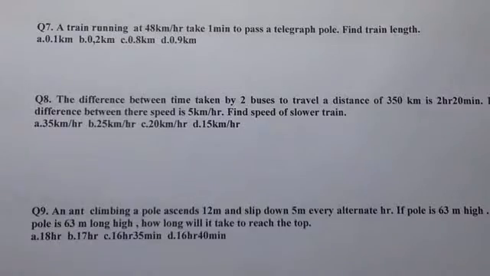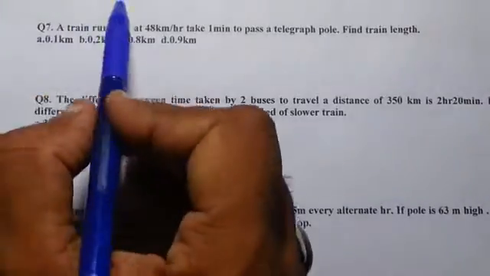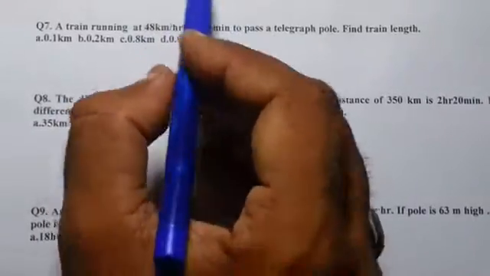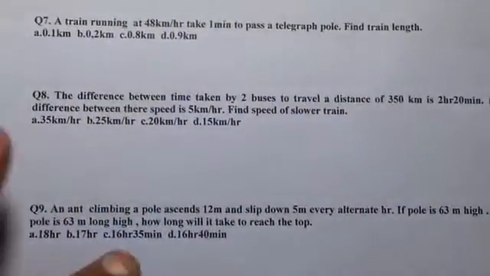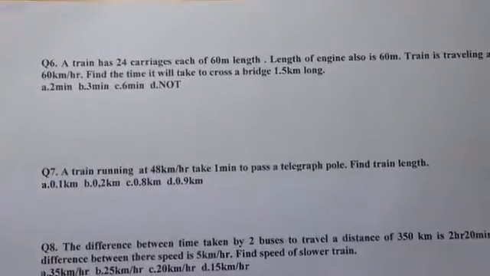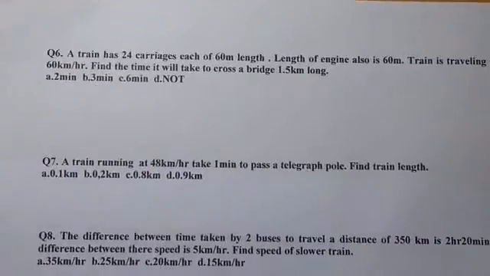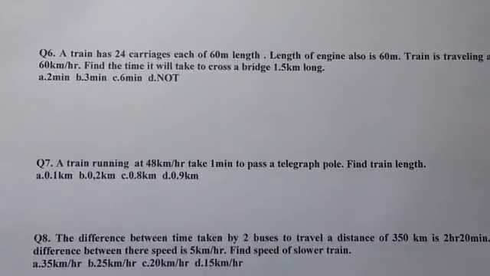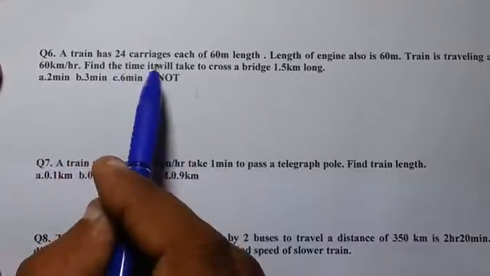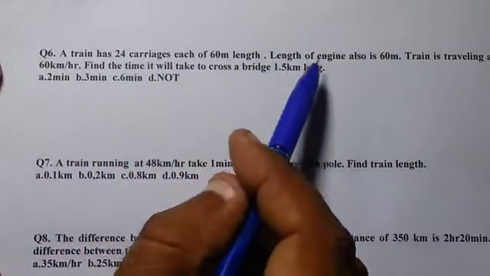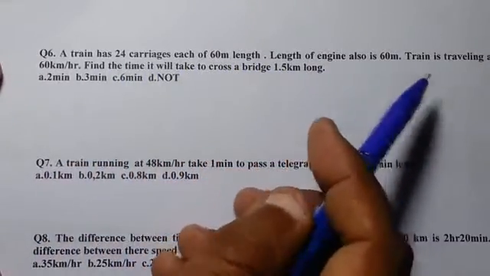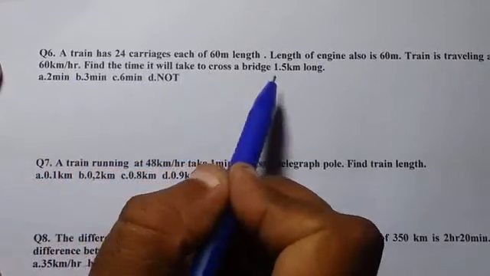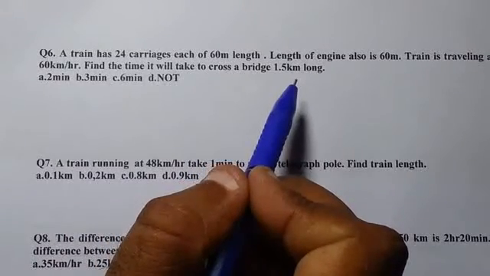Let us see another question, question number 6. A train has 24 carriages, each of 60 meter length. Question number 6. A train has 24 carriages, each of 60 meter length, and the length of the engine is also 60 meters. The train is traveling at 60 km per hour. Find the time it will take to cross a bridge 1.5 kilometers in length.